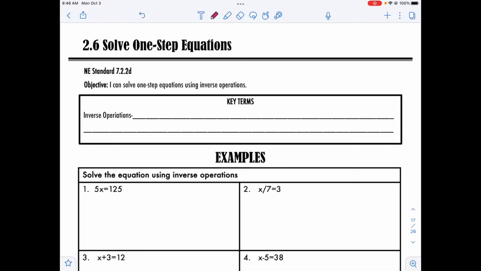Okay, today we're going to work on solving one-step equations. So first, we need to know what inverse operations are. So these are opposite operations, so I like to think of them as operations that undo each other. So like add and subtract are inverse because they're the opposite of each other. Multiply and divide are inverse. So basically, we're going to do the opposite of what the problem says.